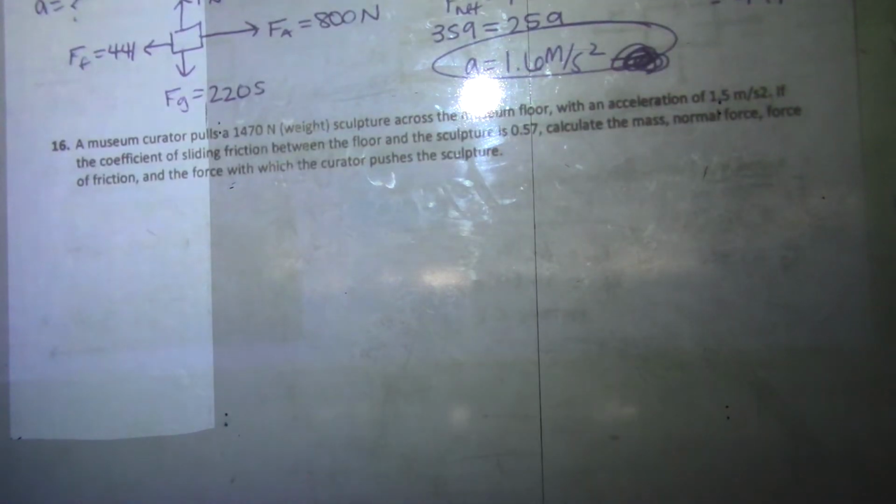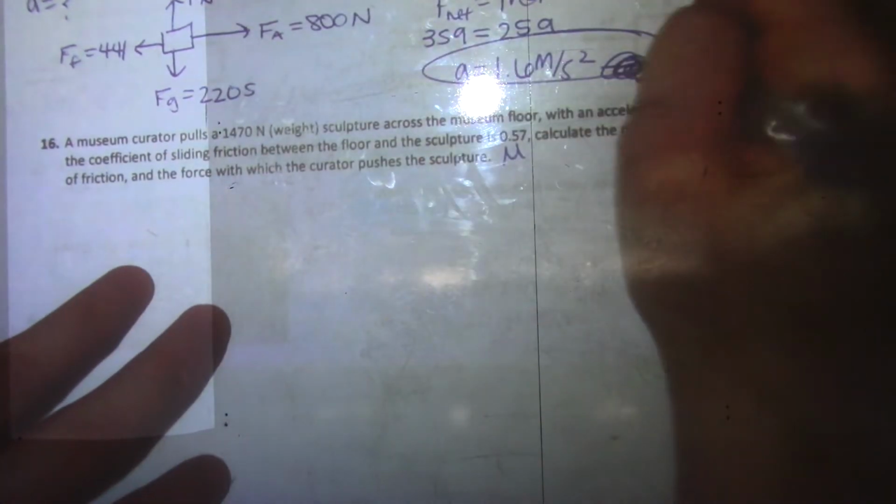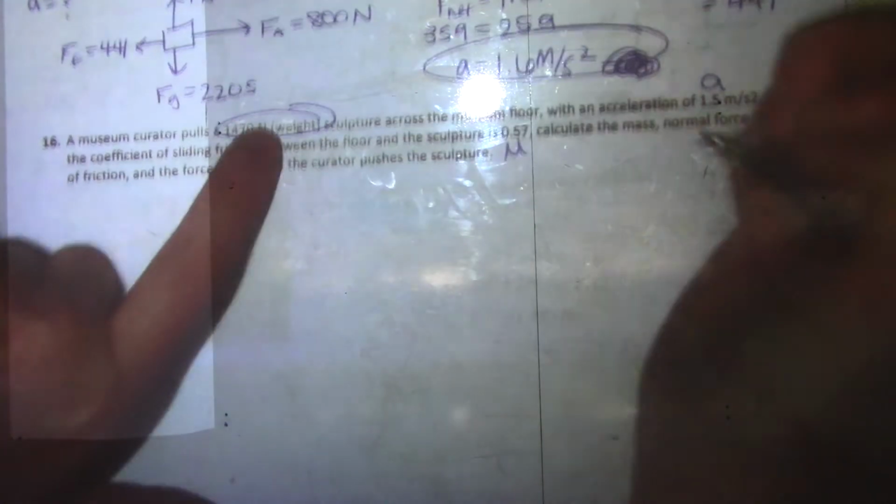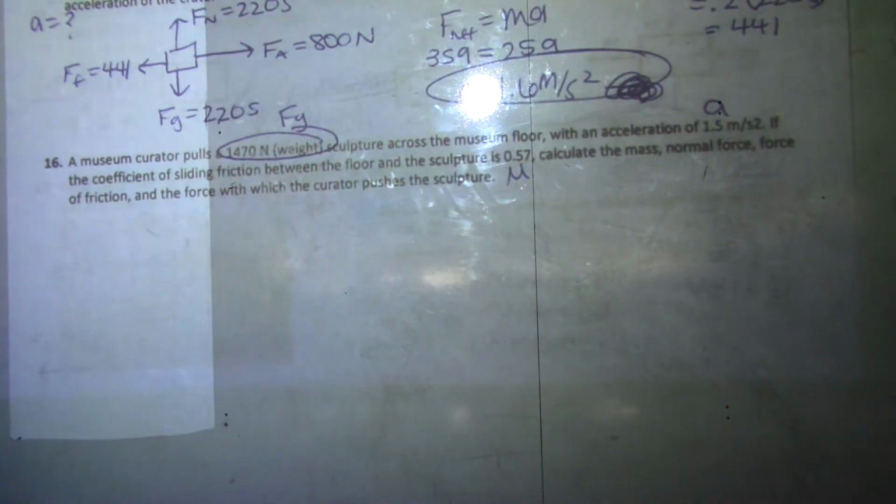A museum curator pulls a 1470 newton weight sculpture across the museum floor with an acceleration of 1.5. If the coefficient of sliding friction is... this is my mu, this is my acceleration, this is my weight. It says newtons, which tells me it's a force. The weight is going to be the force of gravity, right? How much gravity is pulling it down is the weight.